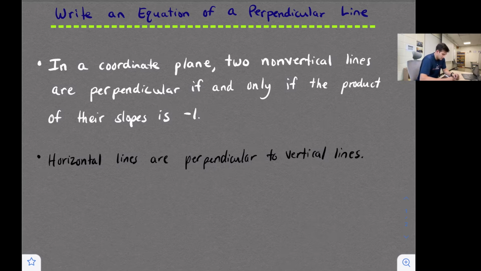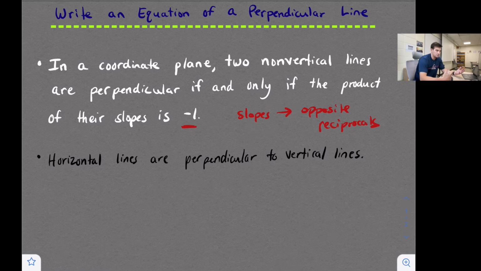All right, for a perpendicular line, we need to understand something about the slopes of perpendicular lines. In a coordinate plane, two non-vertical lines are perpendicular if and only if the product of their slopes is -1. Okay, so that's the dictionary definition way to look at it. Another thing to remember is their slopes need to be opposite reciprocals. Okay, opposite reciprocals. So opposite means one's positive, one's negative, right?